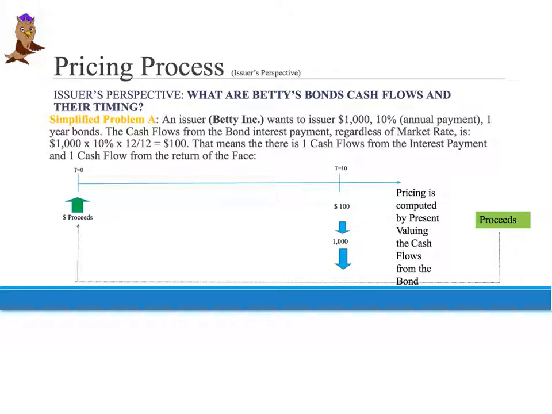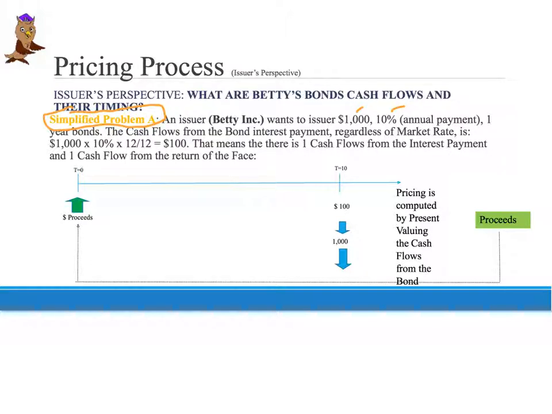To apply the process to a specific example, I'm going to be using what I call a simplified problem. It's very simplified because we're only assuming a single period. At 10%, it's a $1,000 bond, and the term is 1 year, annual. So this is just one single payment.